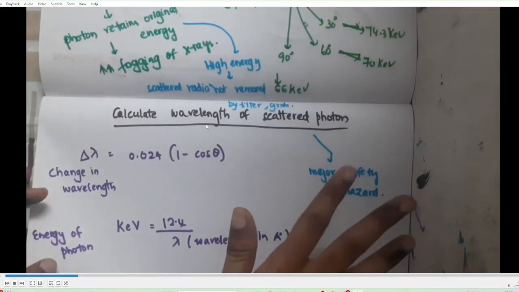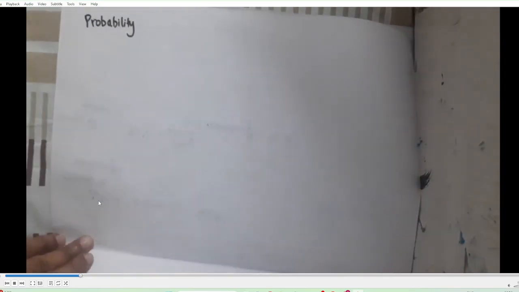For calculation of scattered photons, there is a formula. The change in wavelength, delta lambda, is equal to 0.024 times (1 minus cos theta), where theta is the angle of deflection and delta lambda is the change in wavelength. Similarly, we can also give a formula for the energy of a photon. Energy of the photon, in kilo electron volts, is given as 12.4 divided by lambda, which is the wavelength of the photon.